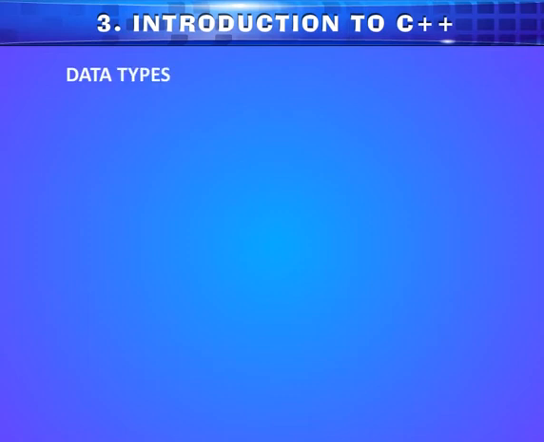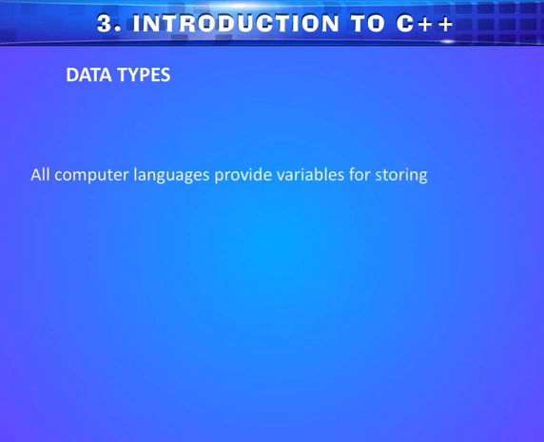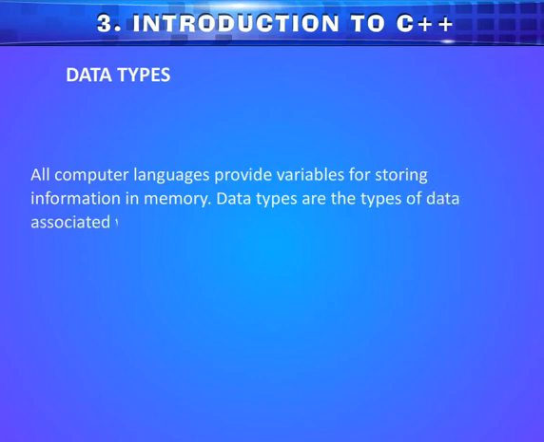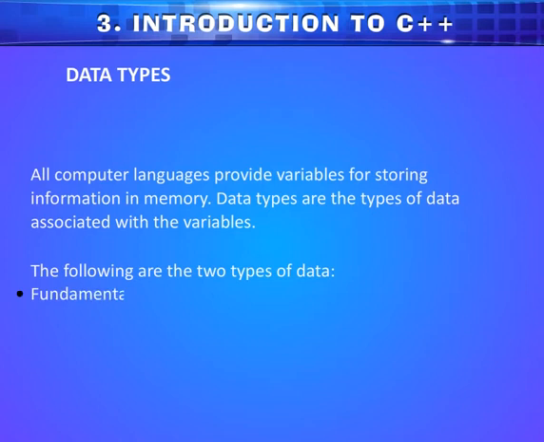Data types. All computer languages provide variables for storing information in memory. Data types are the types of data associated with the variables. The following are the two types of data: fundamental and derived.